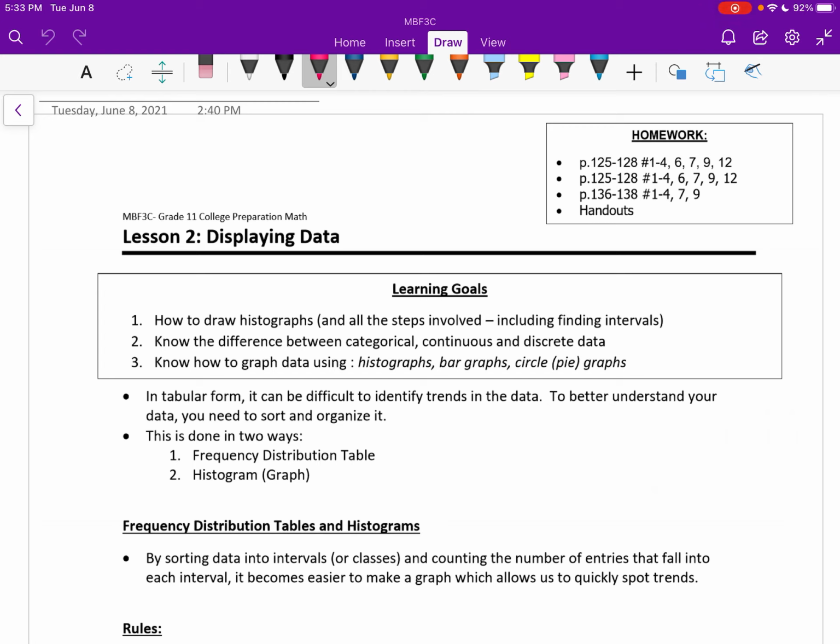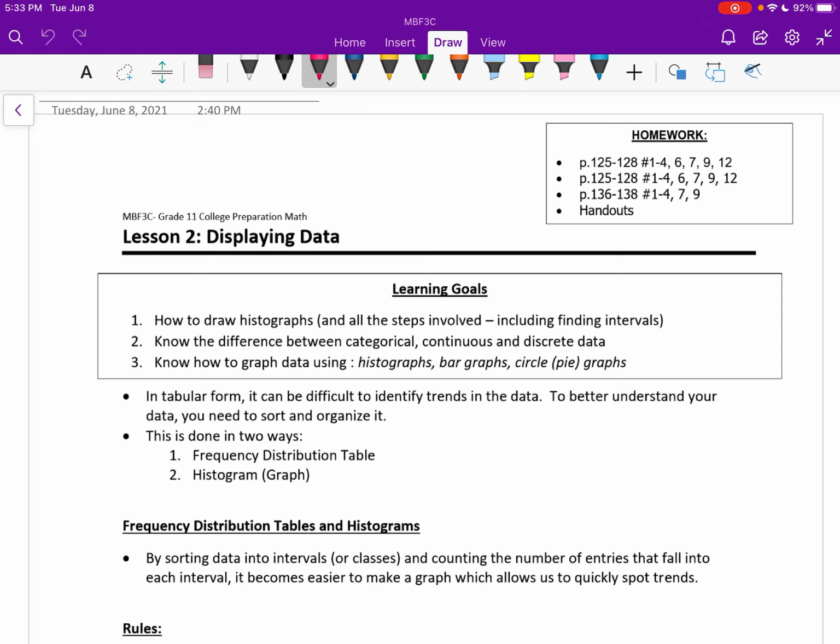Hi class, welcome back. Today we're going to be talking about lesson 2, displaying data. So we're going to be talking about histographs as well as the different types of data. There's something called categorical, continuous, and discrete data. So you'll know the difference between those, and you'll know how to draw a histograph.